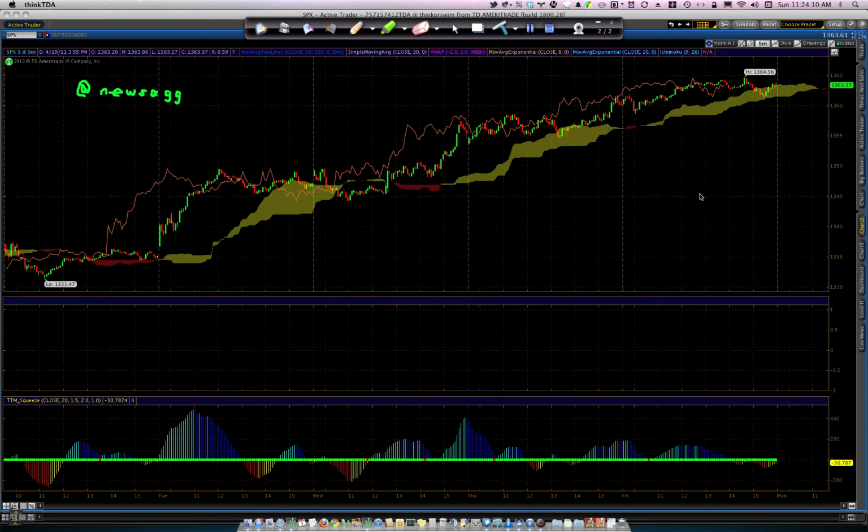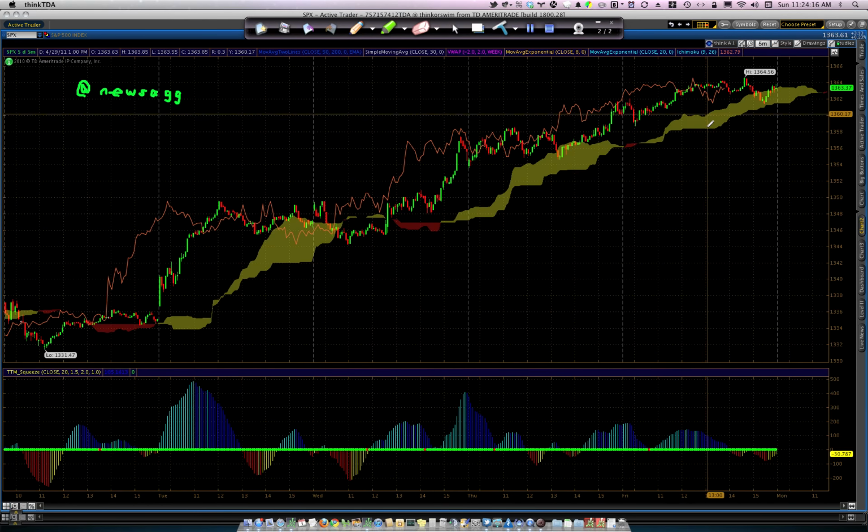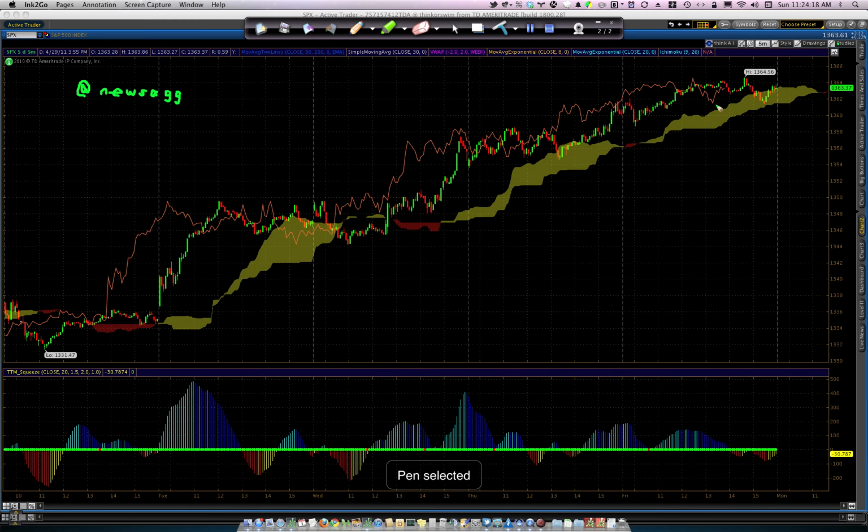I'm going to show you the key components of the cloud. You have what is called the span A and the span B. Span A is a point that simply represents the moving average of the highest point and the lowest point of 9 periods on this chart. So in this case, 9 days. We're going to take the high in the last 9 days, which is here: 3, 4, 5, 6, 7, 8, 9. The high point is here. The low point is here.